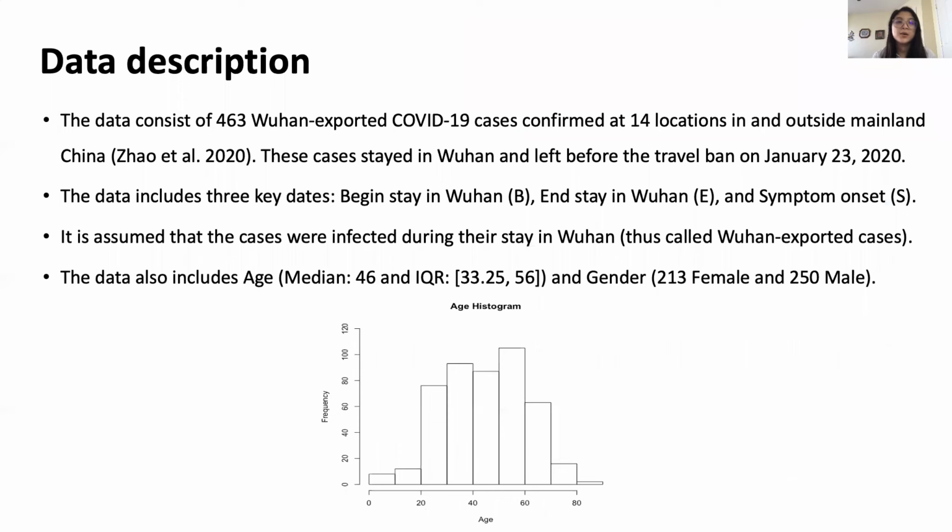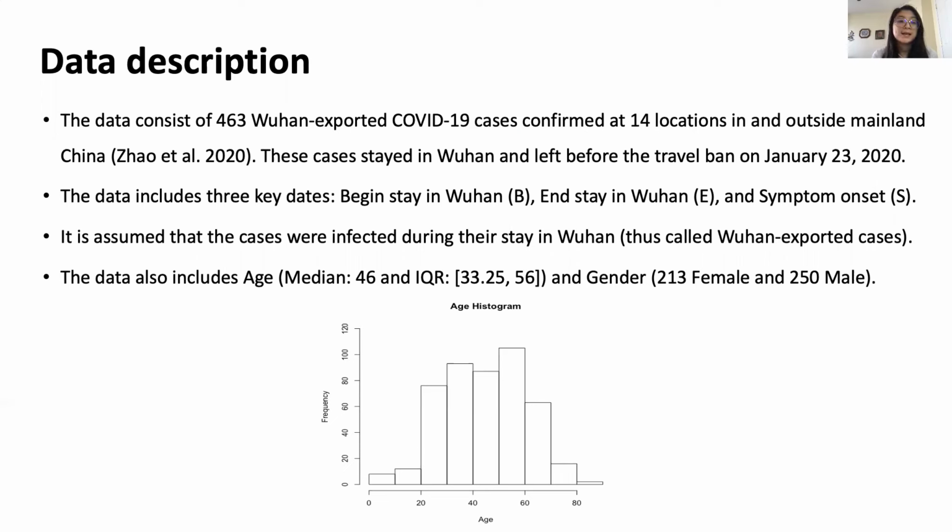In our study, we investigate 463 Wuhan exported COVID-19 cases confirmed at 14 locations in and outside mainland China. The cases stayed in Wuhan and left before the travel ban on January 23, 2020. It is assumed that the cases were infected during their stay in Wuhan, thus called Wuhan exported cases.